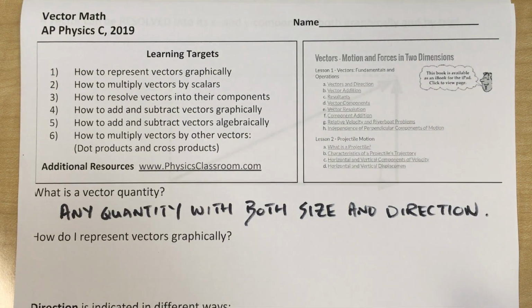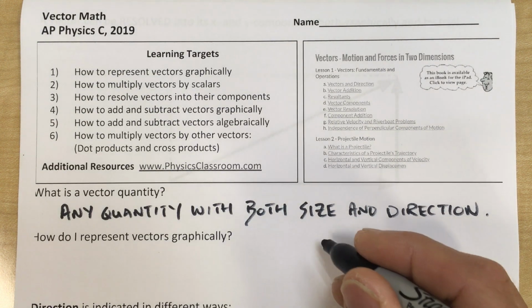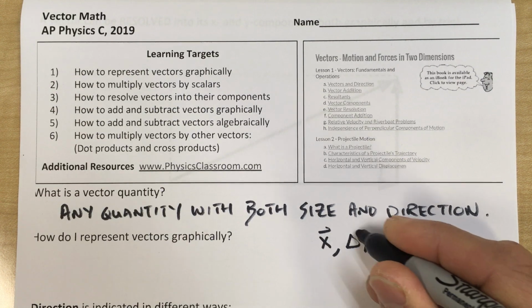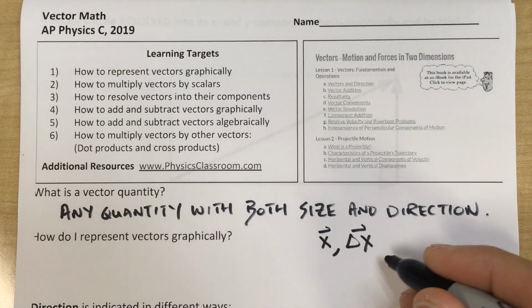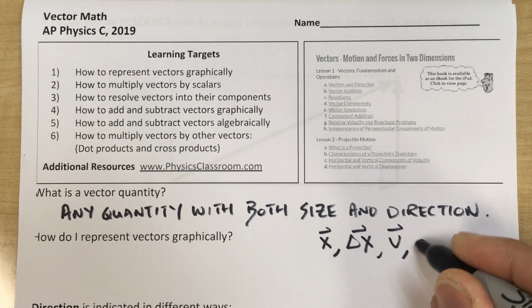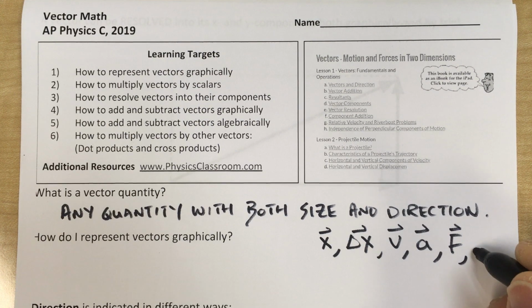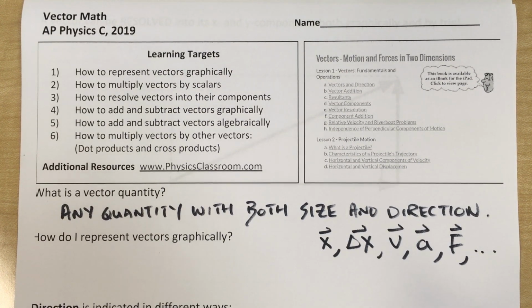We learned about vectors last year in physics, and we know that vectors are very important in describing motion. So you can think about vectors such as a position vector, which we represent with the letter x, and sometimes we'll put a little arrow over it. We also know that displacement is a vector. Other examples would be velocity, acceleration, force, and there are quite a few examples of quantities that have both a size and a direction.